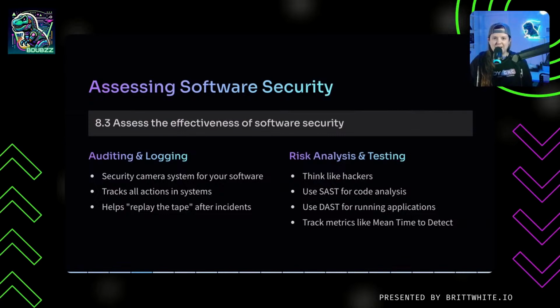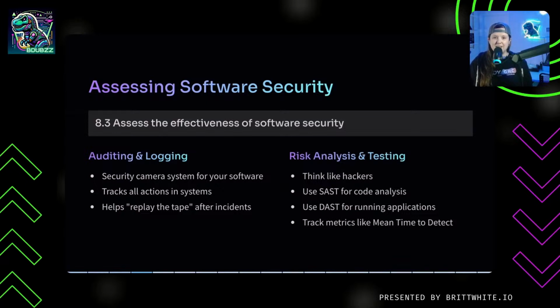First, we have our auditing and logging. Think of this as your security camera system. Just as cameras record everyone entering and leaving a building, our logs track every action in our systems. For example, when someone tries multiple failed login attempts, or when an admin modifies a critical security setting, it's all logged and recorded. These logs are important because they let us replay the tape if something goes wrong, helping us understand exactly what happened.